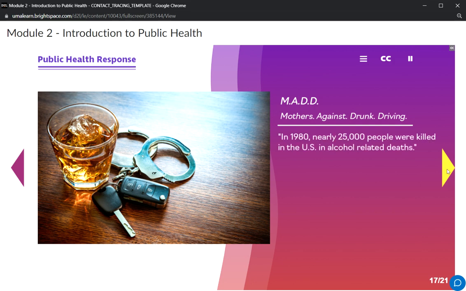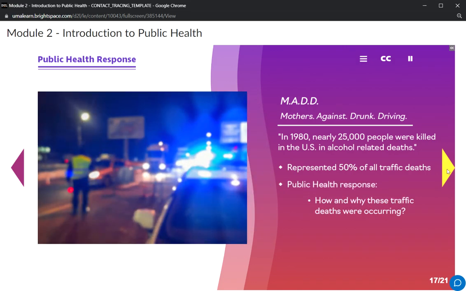Nearly 25,000 people were killed in the United States in alcohol-related car crashes. This represented about 50% of all traffic deaths. The immediate public health response to this involved figuring out how and why these traffic deaths were occurring in the first place, so that actions can be taken to prevent them from happening again.